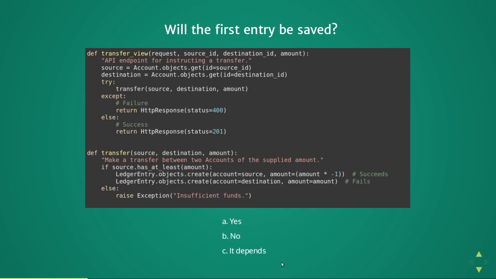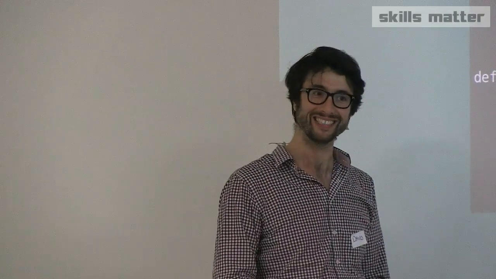if this second ledger entry fails for some reason and raises an exception, will the first ledger entry be written to the database? Yes, no, or it depends. So gather your thoughts, and then I'm going to ask for a show of hands.